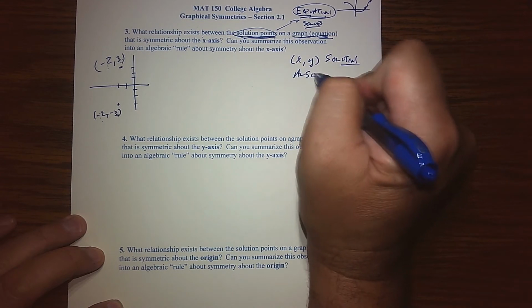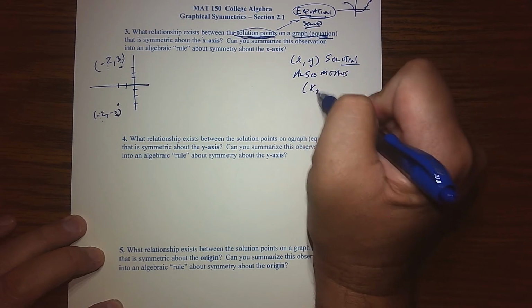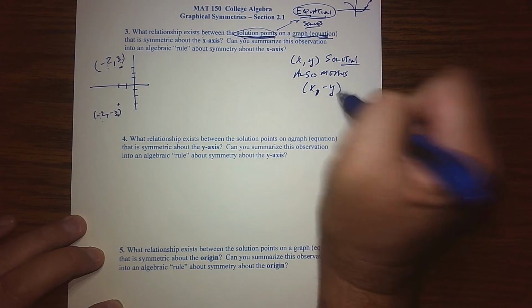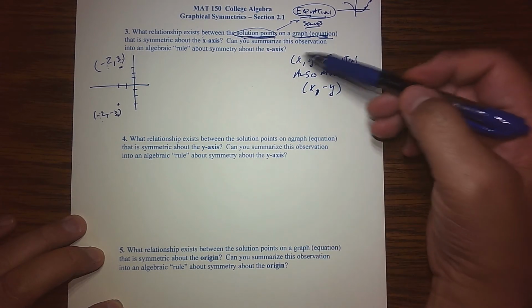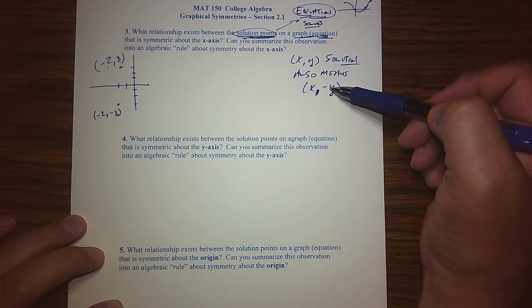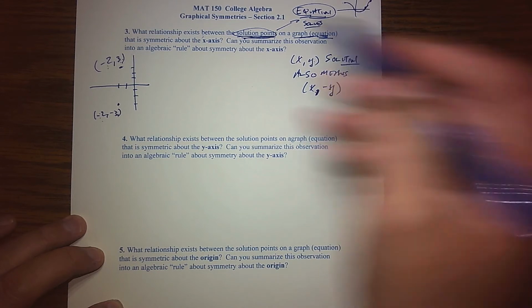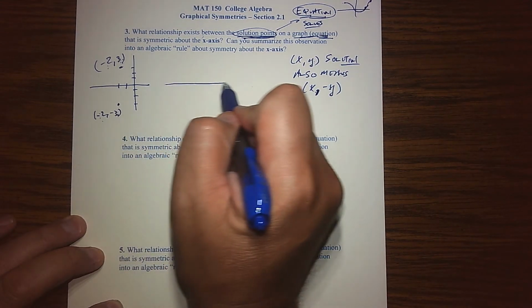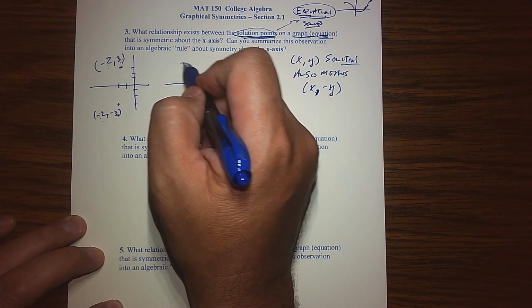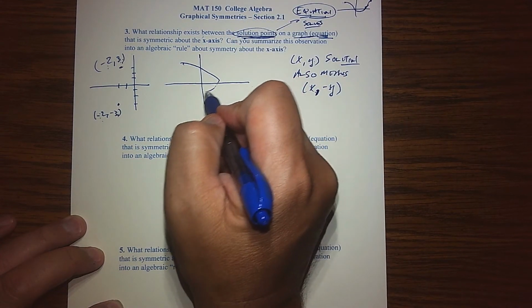It also means that (x, -y) is a solution point. So my x-coordinate stays the same, but my y-coordinate turns into its opposite. And that is how we end up getting something that's symmetric. So let's go look again. I think we had a graph. We completed this graph. Let me try to sketch it as best I can here.